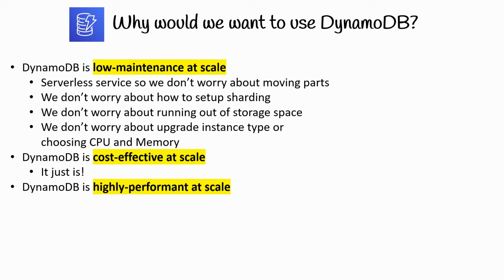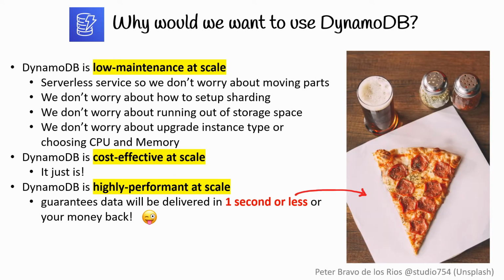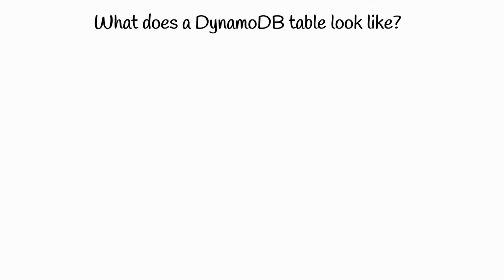DynamoDB is highly performant at scale, so it guarantees data will be delivered in 1 second or less or your money back. Sounds like a pizza order. It's a little joke there. But really, the performance you might get with DynamoDB is single-digit milliseconds for your queries. That's really, really low. Think like 3 milliseconds, 9 milliseconds. But the worst case, no matter the scale of your database, no matter how big it is, is always going to be 1 second. That is a hard guarantee for DynamoDB, and it's designed in that way. So what does a DynamoDB table look like?